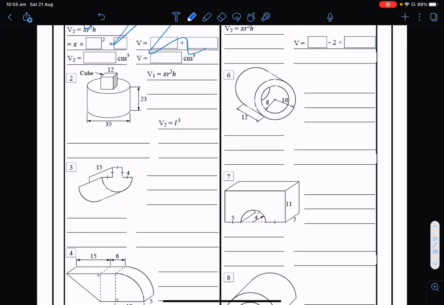So we have 2 volumes. They've already written them out for us. Volume 1, volume 2.